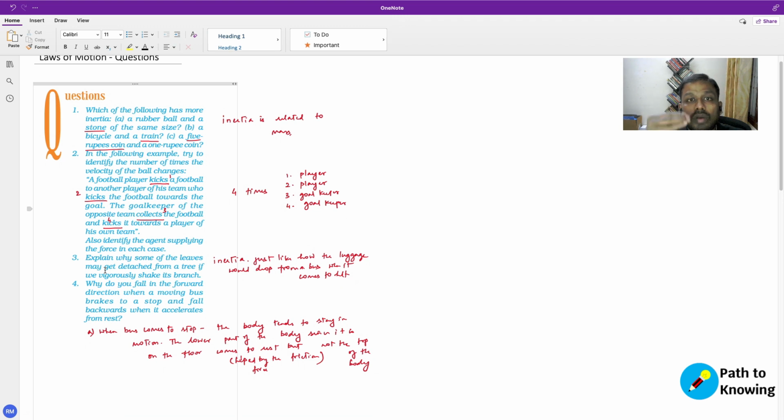However, your top portion of the body will try to stay in motion, which means it will move forward. Your head will move forward, while your legs will try to stick with the bus with the help of friction. So you will tend to fall forward when the bus suddenly comes to a halt. That is Newton's first law.